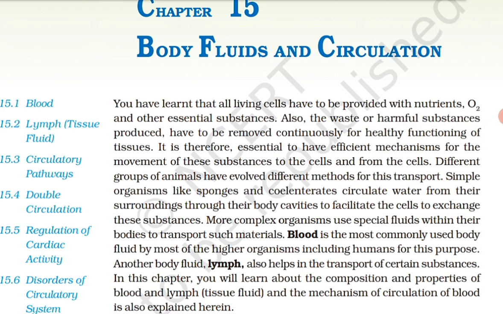Simple organisms like sponges and coelenterates circulate water from their surroundings through their body cavities to facilitate the cells to exchange these substances. More complex organisms use special fluids within their body to transport such materials. Blood is the most commonly used body fluid by most of the higher organisms, including humans, for this purpose.